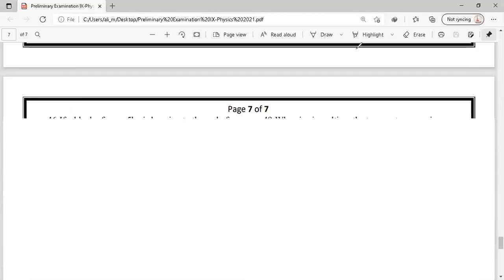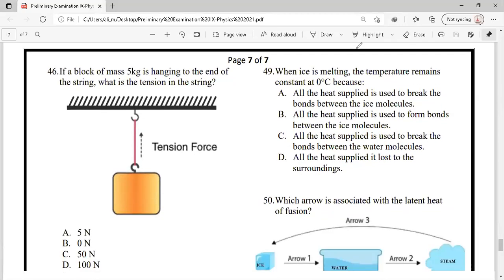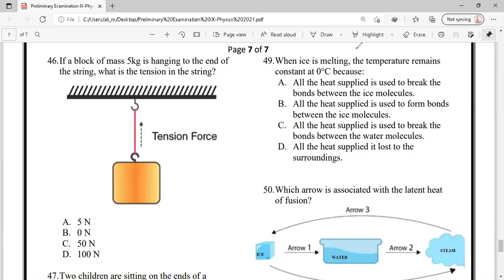Let's come to our next question, that is question number 46. If a block of mass 5 kilogram is hanging to the end of the string, what is the tension in the string? So if it is balanced, this means that the downward force is the weight force and upward force is the tension force. So in this case, tension is equal to weight force.